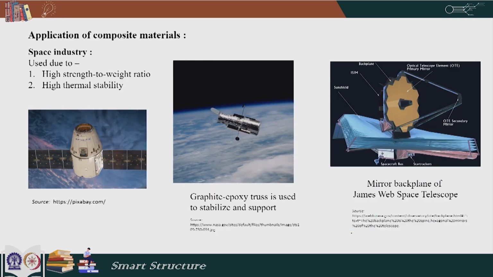Now, let us talk about applications in various fields. The space industry uses composites a lot due to high strength to weight ratio and high thermal stability. We can see a solar panel here, and in these panels composites find a lot of application. Here we can see the Hubble Space Telescope. Graphite epoxy truss is used to stabilize and support the structure. A similar thing can be seen in the mirror backplane of the JWST telescope.